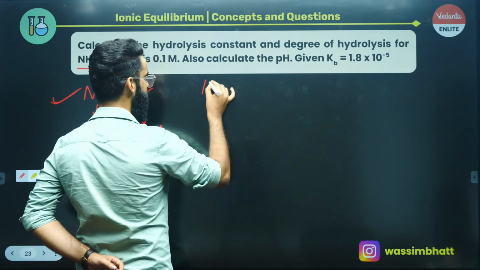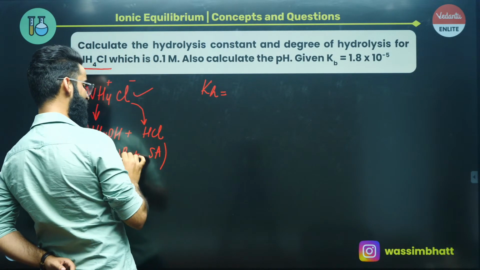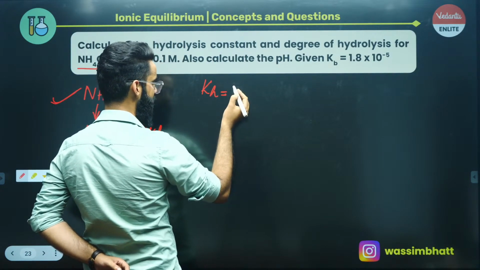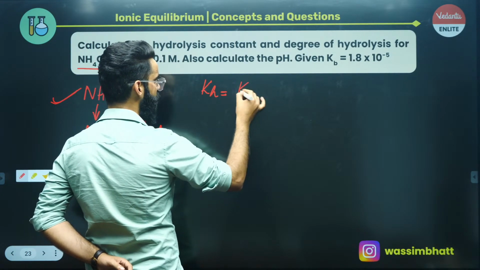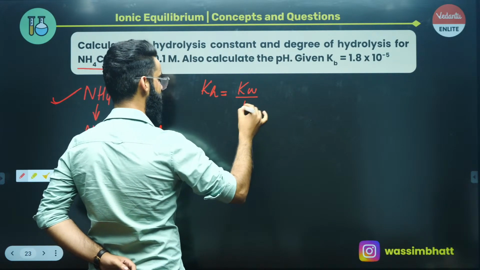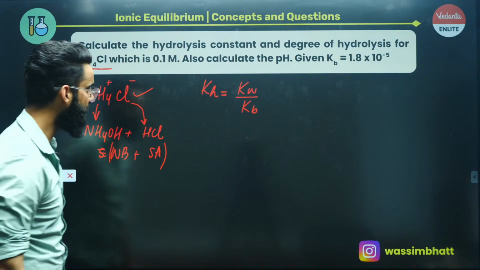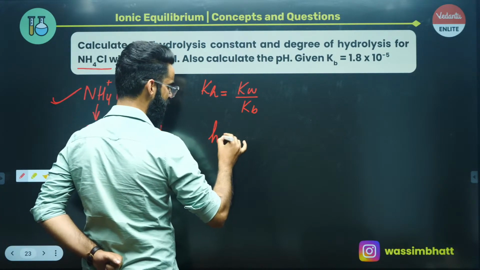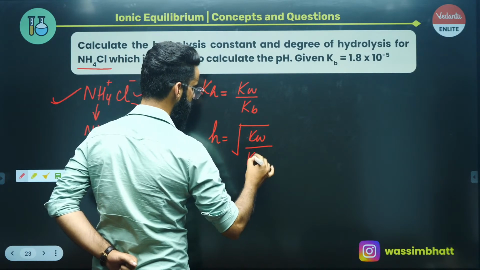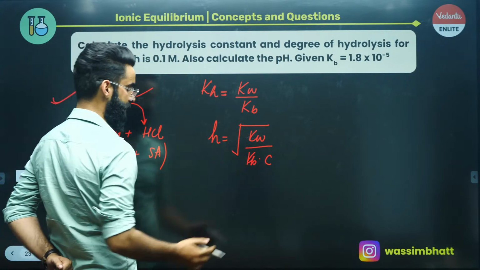See, first of all, if I talk about the hydrolysis constant for the salt of weak base and strong acid which undergoes hydrolysis. So hydrolysis constant, it's equal to what? It's equal to Kw, which is the ionic product of water, divided by Kb, which is the dissociation constant of the weak base, right? Similarly, if you talk about the degree of hydrolysis h, it's going to be equal to under root of Kw divided by Kb multiplied by concentration of the salt, C, right?